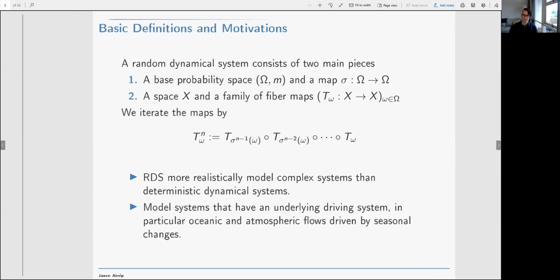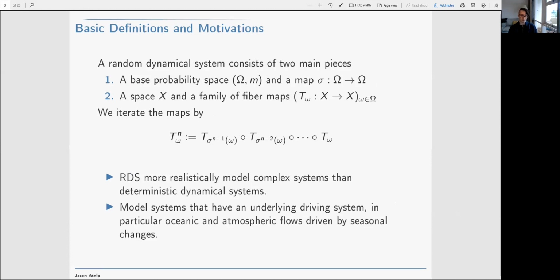So maybe a little bit about what a random dynamical system is before we keep going. In its most general sense, it's composed of two big pieces. We have a probability space in the base, and we'll call this the base dynamical system, a map sigma from a space omega to itself. Usually, as in our case, we'll have some extra assumptions on omega: we'll require it to be measure preserving, ergodic, and invertible. And then for the fibers, we have some space X and some family of maps T omega that take X into itself. We'll iterate according to composing these based on the dynamical system in the base.